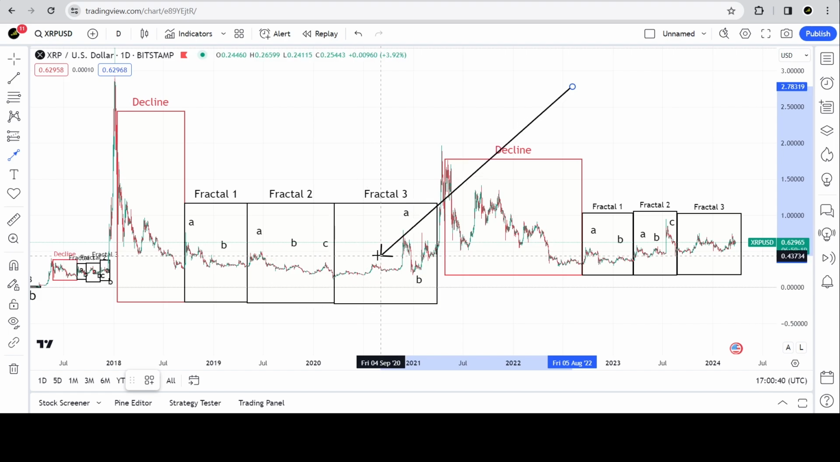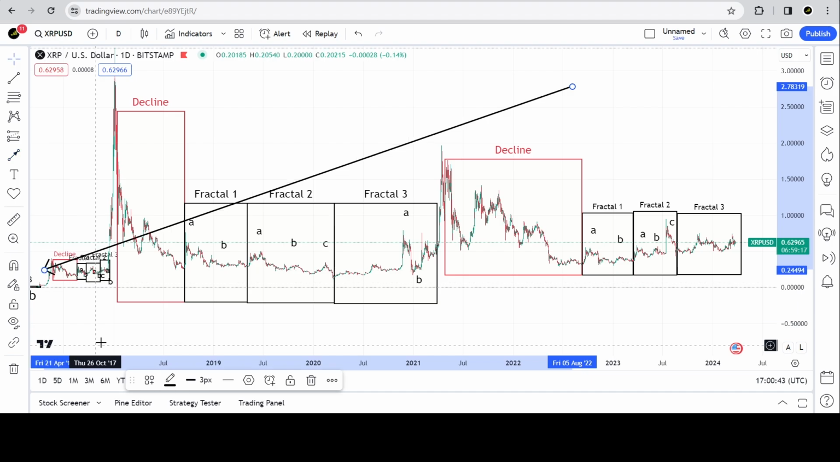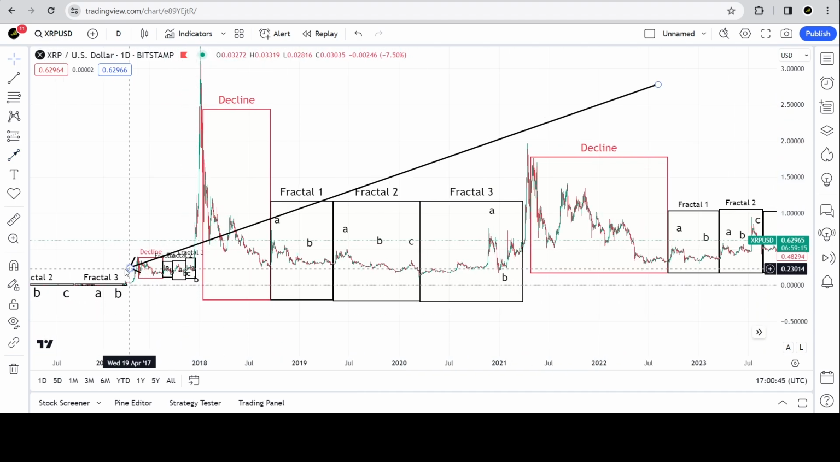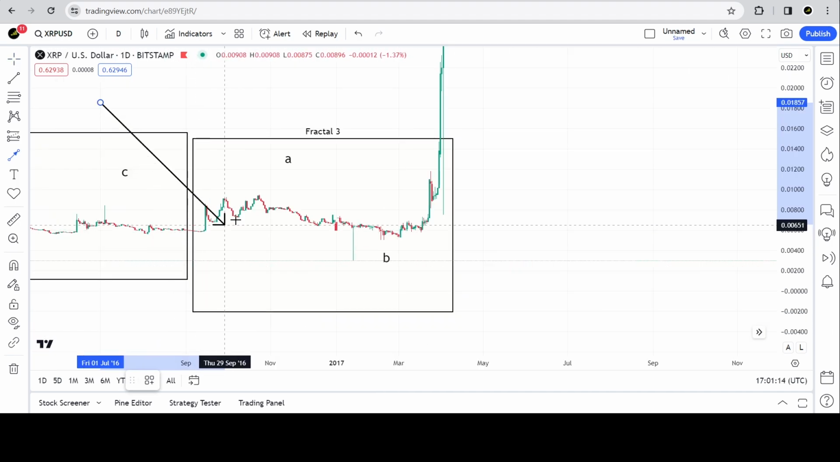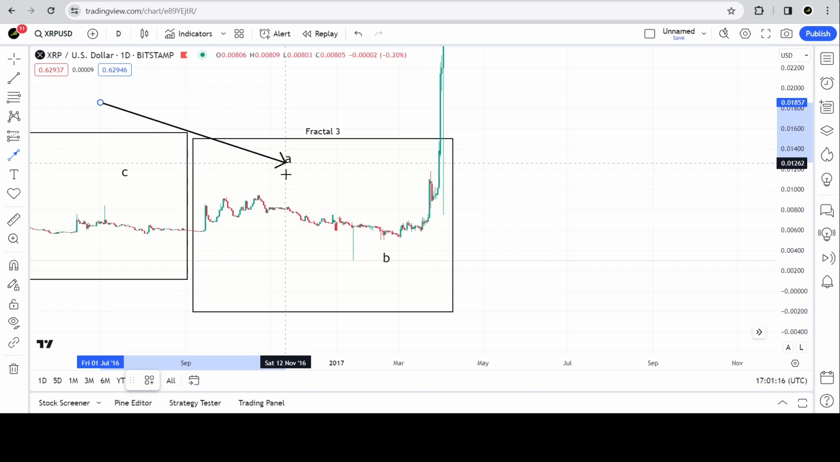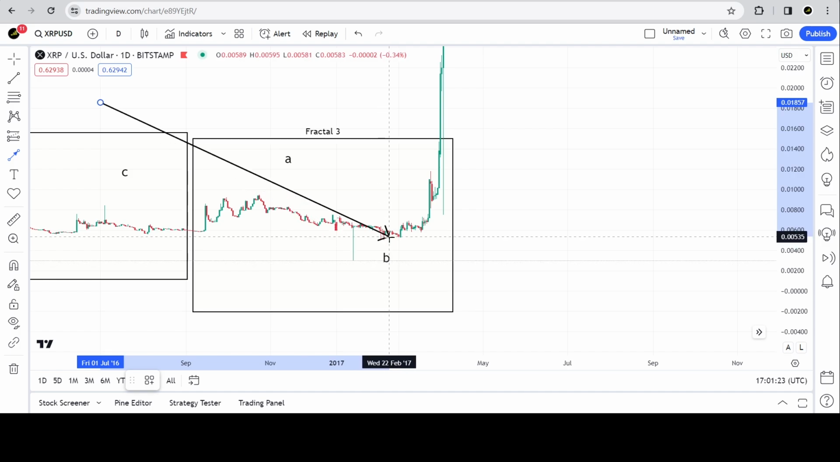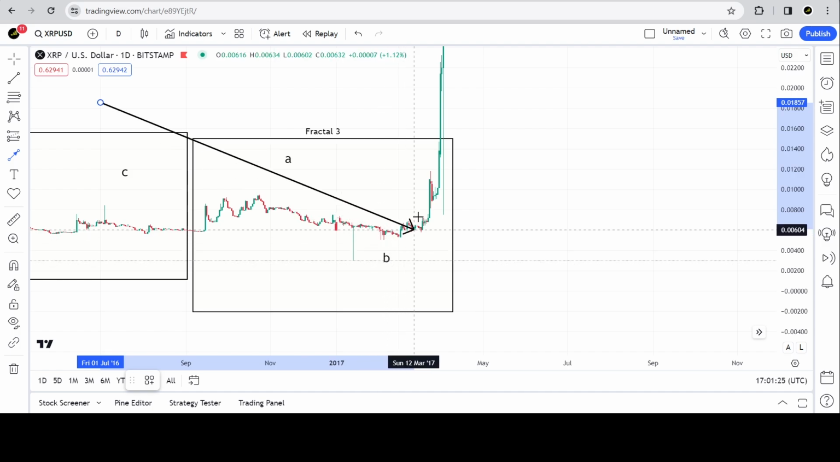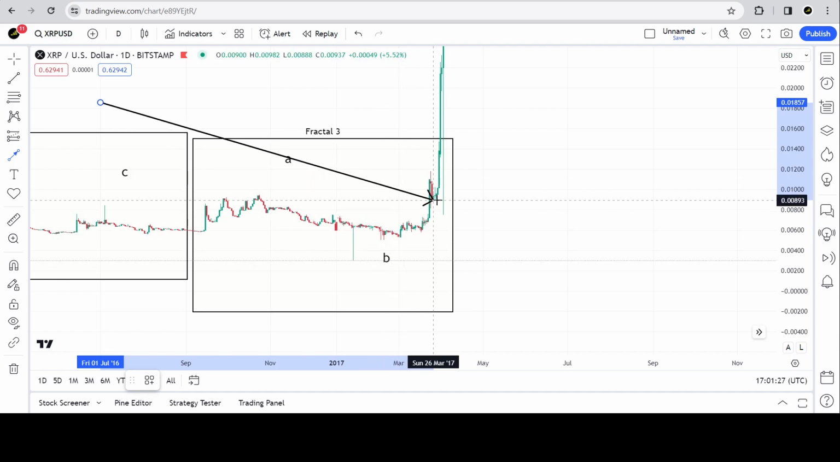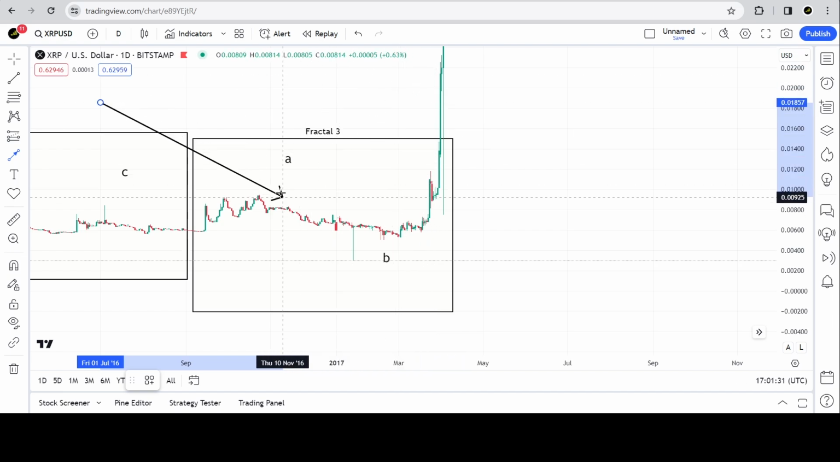In fact, if we go back to this fractal 3 over here, let's look at it real quick. You can see that price moves up to a peak, which is part A. It then comes crashing down, or this one is kind of a slow decline to part B. It then does a recovery and does that correction before going into the bull run. So again, this one also looks unique.